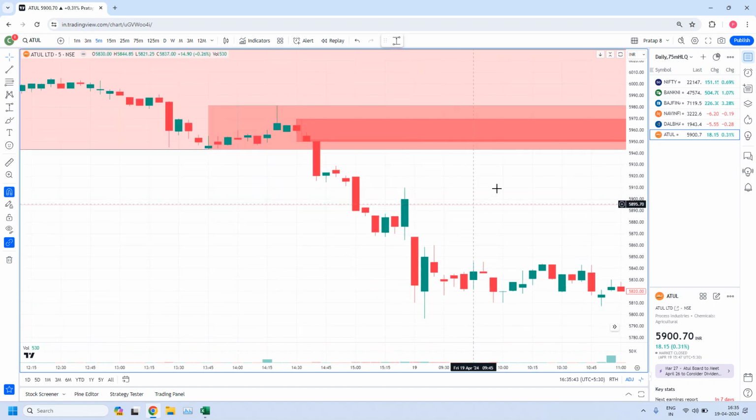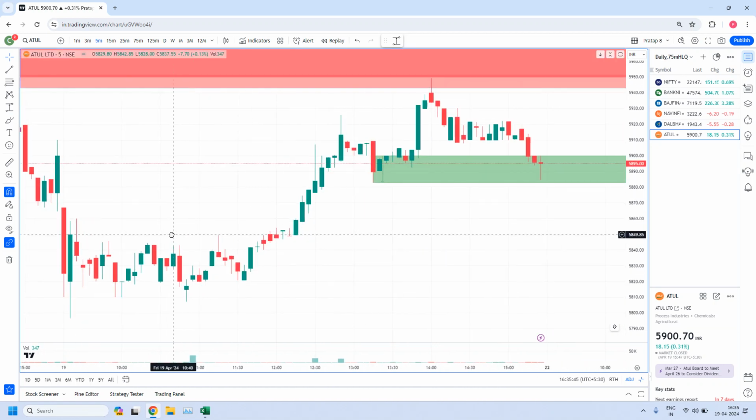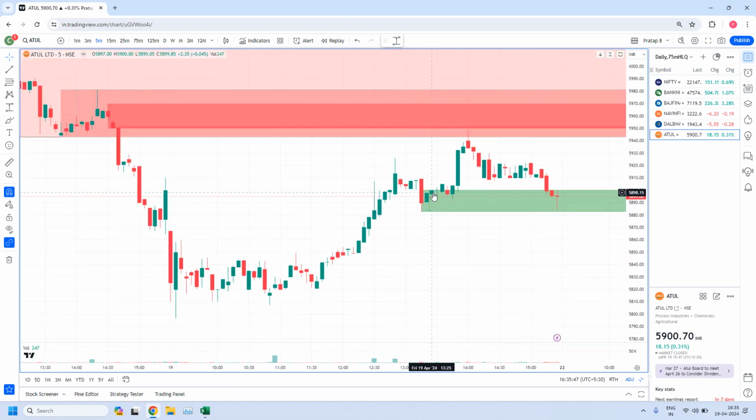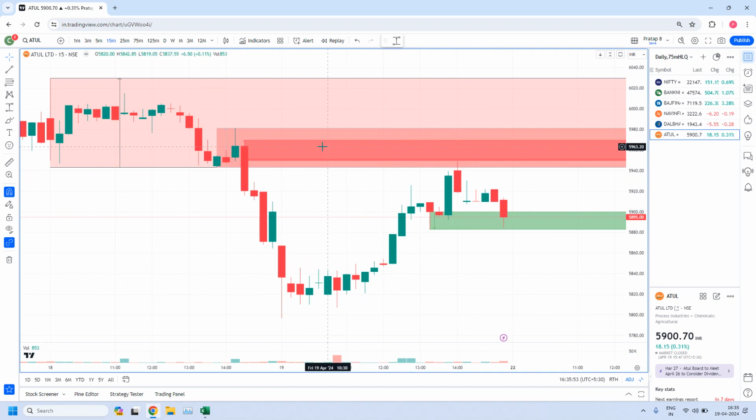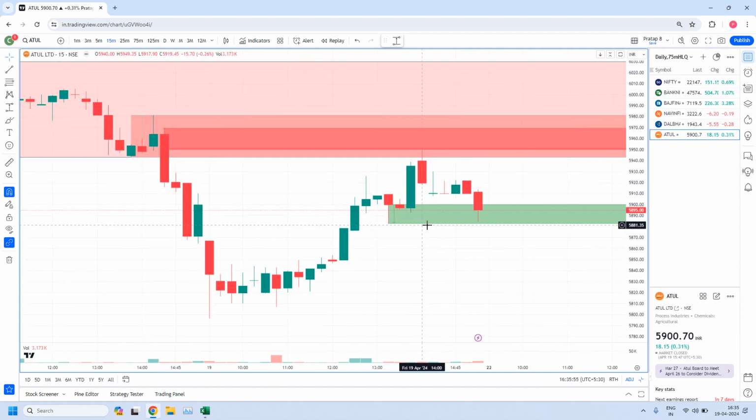But here there is a problem. What is the problem? This is your target, let me go to the 15 minutes time frame. This is a target zone. 15 minutes. Maybe this is a leg candle, base candle, rally candle. This is your target. Okay, fine. Up to here we can. But here you have a 5 minute zone.